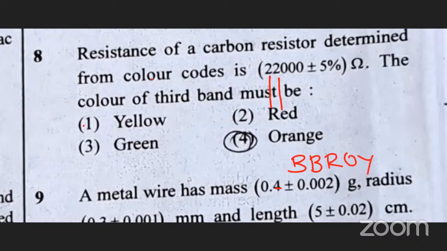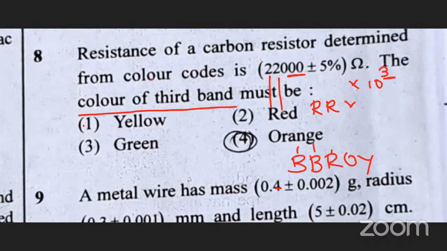So black, brown, red. The first two bands indicate the digits, here red and red, and the third is a 10 power multiplier, 10 power 3. So the third band indicates the multiplier, and we need to find the color of the third band. The third band is nothing but 10 power 3, and orange is the value for 10 power 3. So orange will come here.